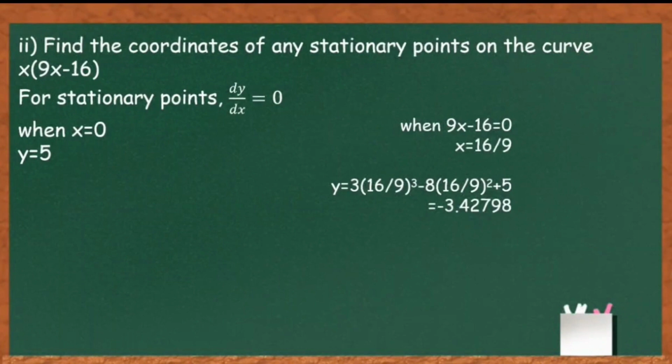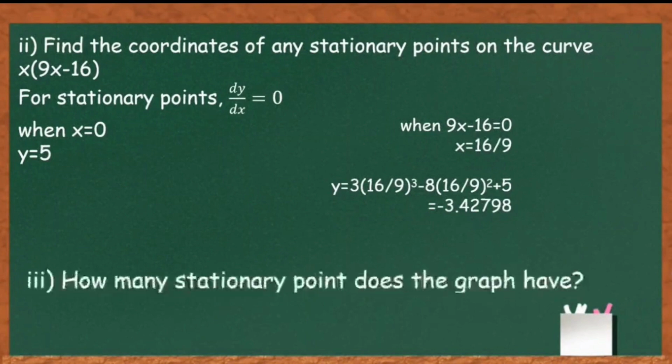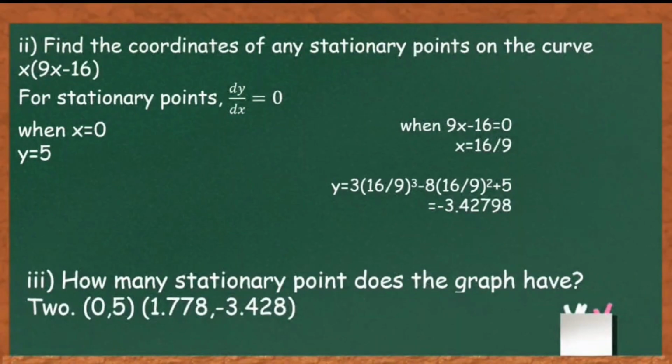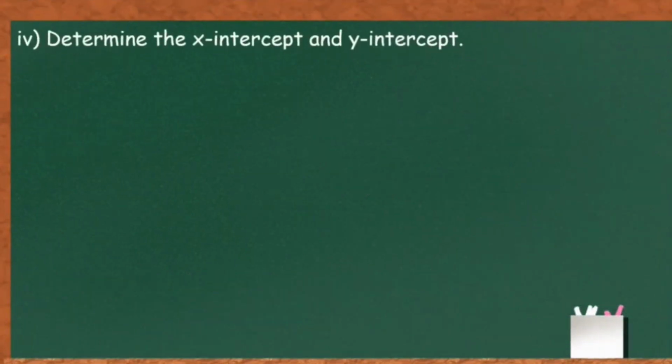We substitute into the first equation, y equals 3 times 16 over 9 cubed minus 8 times 16 over 9 squared plus 5. Then we get negative 3.42798. The third question is how many stationary points does the graph have? We have 2 points, which are 0, 5 and 1.778, negative 3.428. Next, let's go to question 4. Question 4 wants us to find the x-intercept and y-intercept.